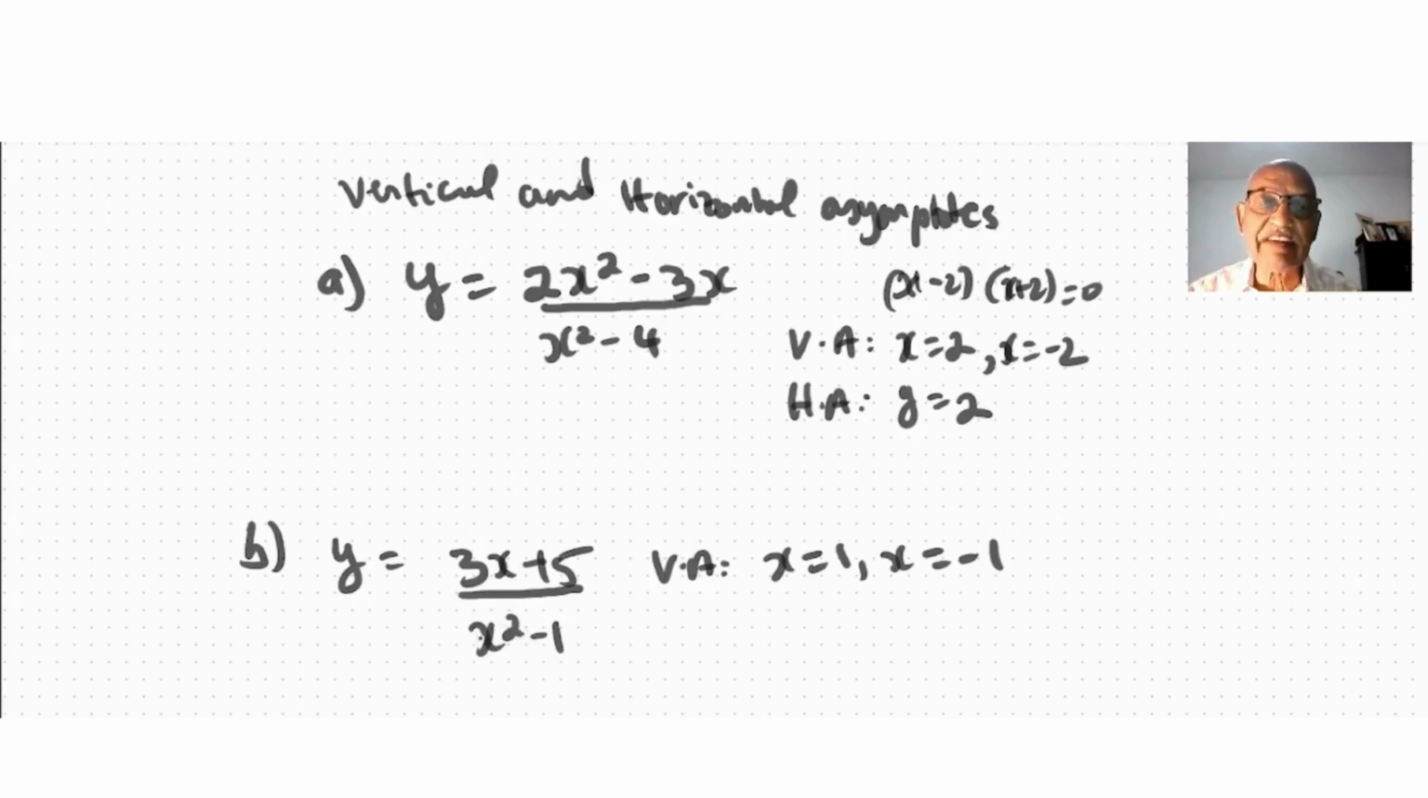infinity divided by infinity squared will always be 0. Therefore, every time the degree of the numerator is less than the degree of the denominator, my horizontal asymptote will be y equal to 0.